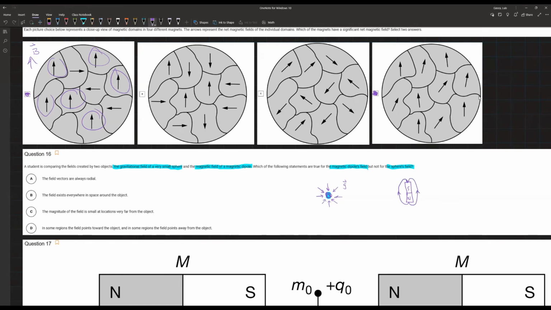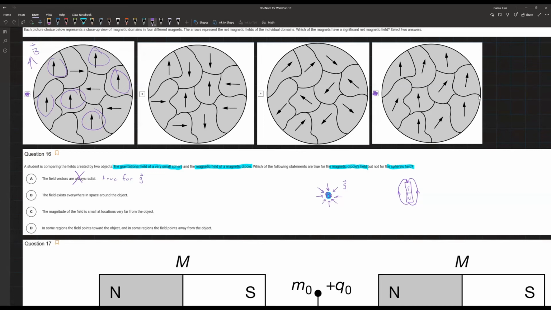So let's go ahead and see here. The vector fields are always radial. This is not true. This is true for G fields and electric fields. These are monopoles. But this is not true for dipoles, which is what the magnetic field is.